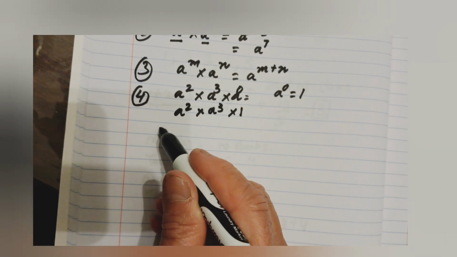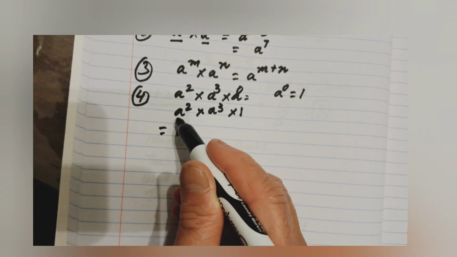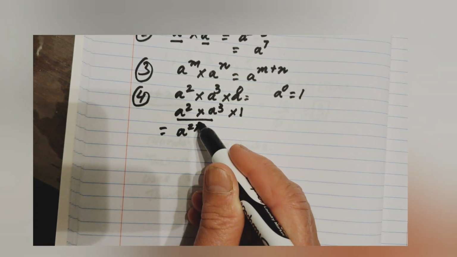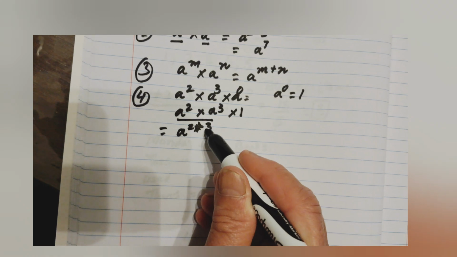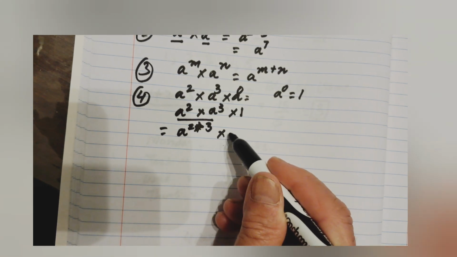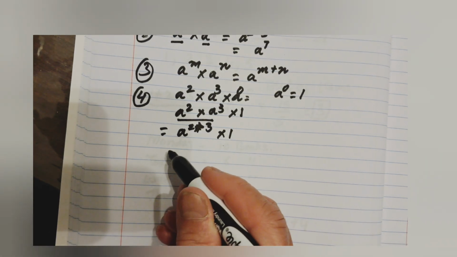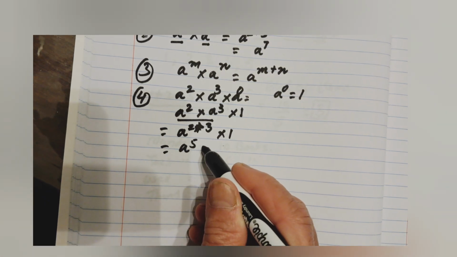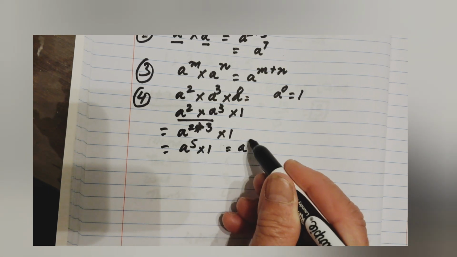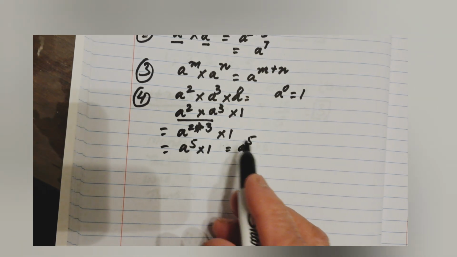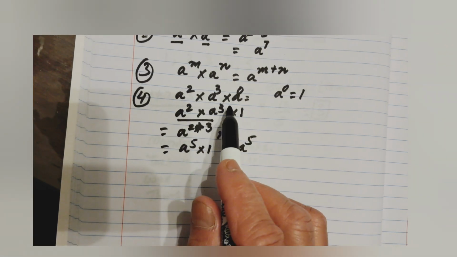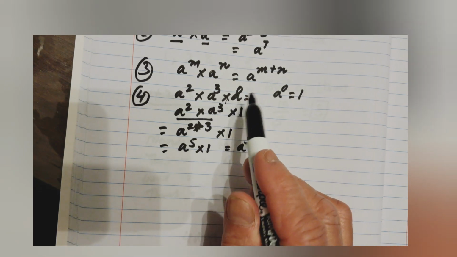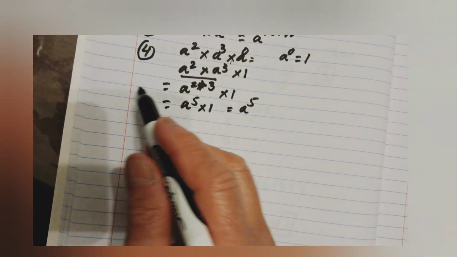So when we solve it like that, a square multiplied by a cubed multiplied by a to the power of 0, which means 1. How do we know? The base is the same, powers are added, 2 plus 3, multiplied by 1. So a to the power of 5, since 2 plus 3 is 5, multiplied by 1 is equal to a to the power of 5. This one will be the same. The answer is like that. Any time a power is 0, that means 1. So this is the next rule.